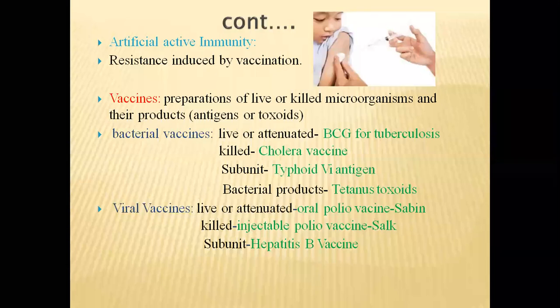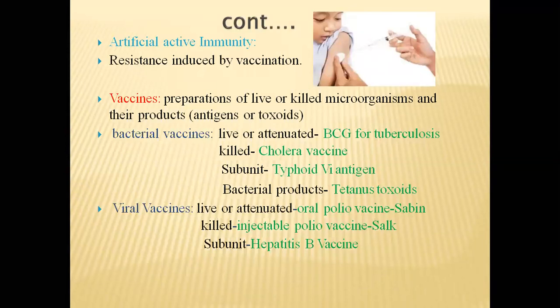Live means they are going to inject the live microorganism. Killed means they are going to inject the killed microorganism, that means not the live one. Especially for persons with a very low immunity status, like persons who have TB or a person with AIDS, we should never inject any live vaccine to them.